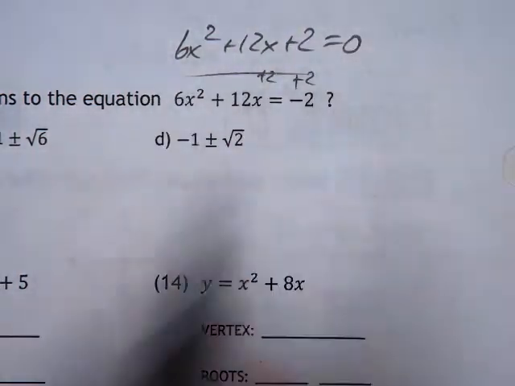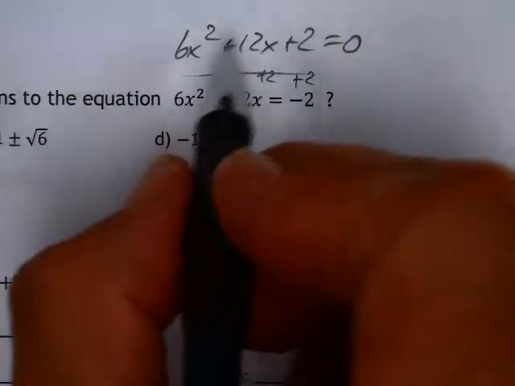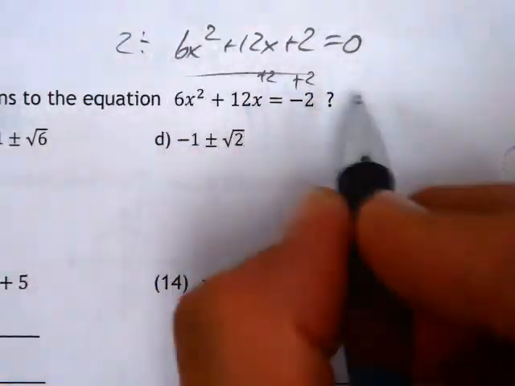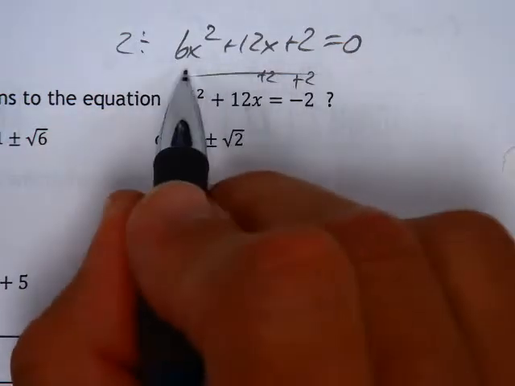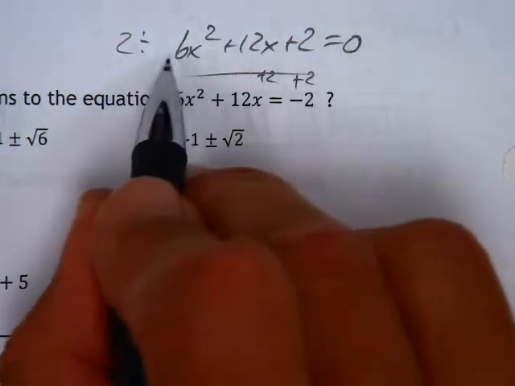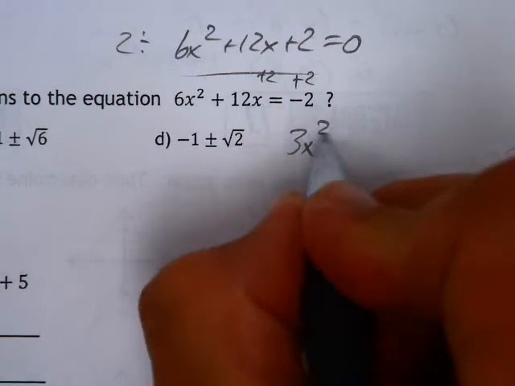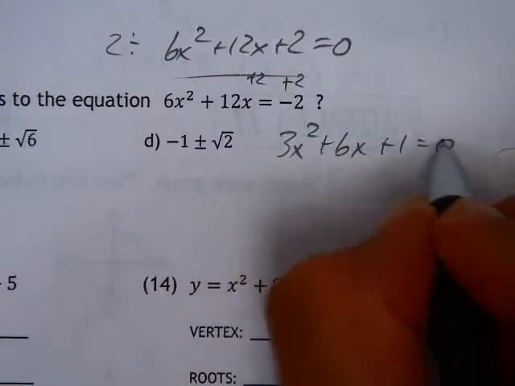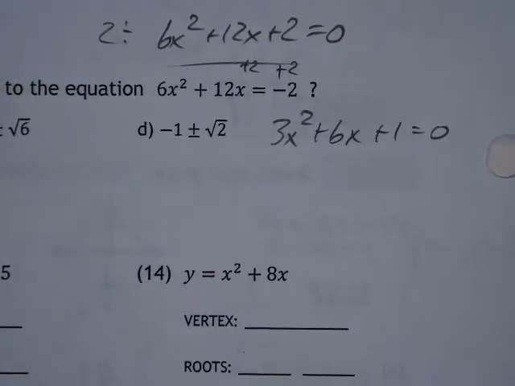Now, the fact that there's all even, I can take out a 2, or I can even divide both sides by 2. However you kind of mentally do this thing, you can make your life a little easier. So this becomes a 3x squared plus 6x plus 1 equals 0. Whole bunch of pluses, no minuses.